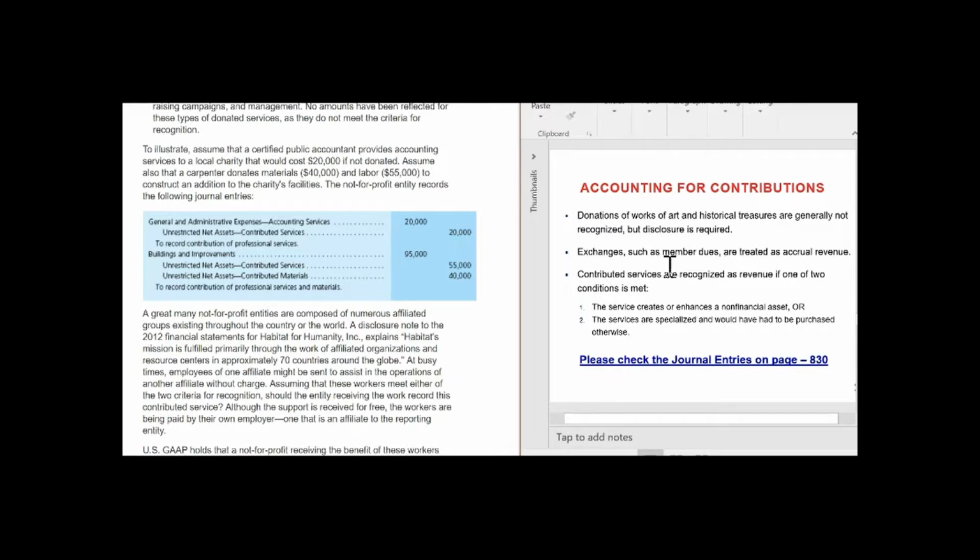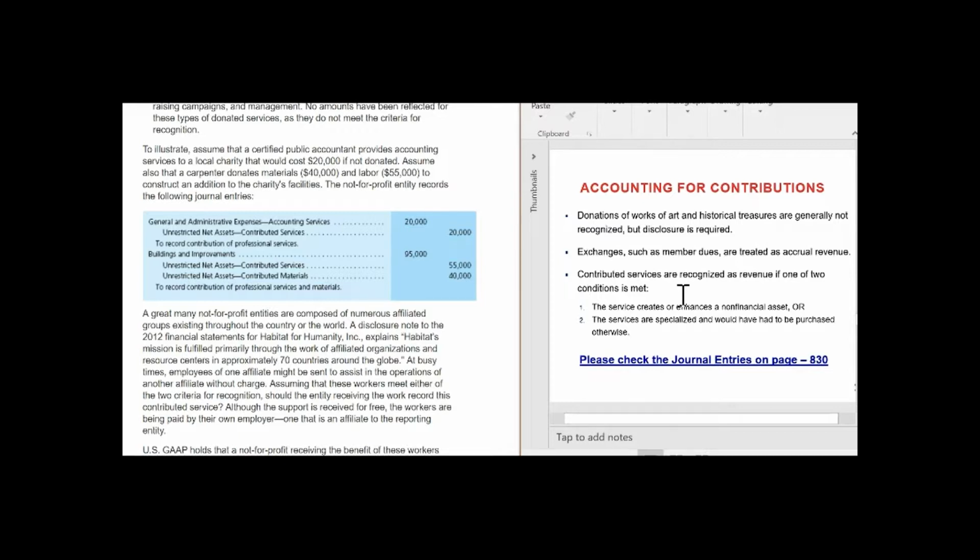If these types of voluntary services meet any of these criteria, then you have to recognize them as revenue. Number one criterion is that the service creates or enhances non-financial assets. If these services enhance some non-financial assets, the organization recognizes service revenue, and records it at fair value. For example, voluntary services donated by carpenters, electricians, or masons.